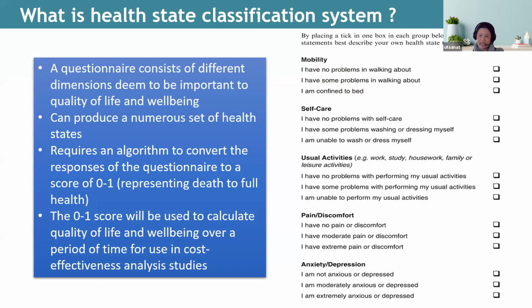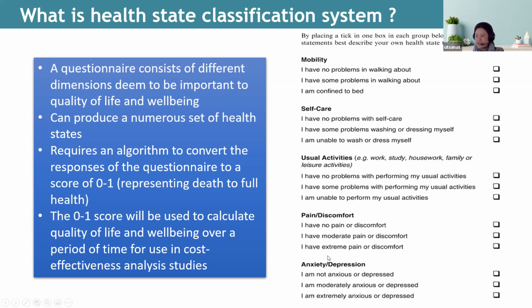What is it actually? Basically, the health state classification is a questionnaire that asks about health. It consists of different dimensions deemed to be important to health. For example, here on the right-hand side is the most commonly used health state classification system. It's called EQ5D. In the EQ5D, there are 5 dimensions: mobility, self-care, usual activities, pain and discomfort, anxiety and depression.